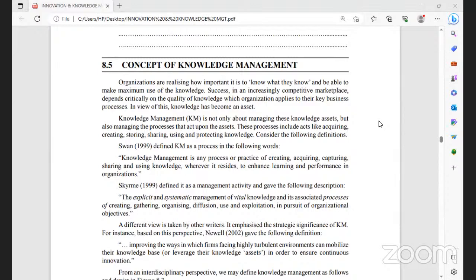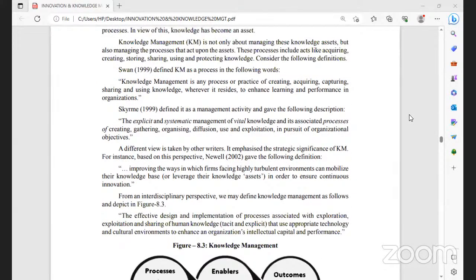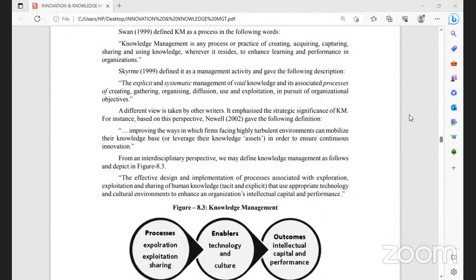Different aspects and different phases of knowledge. Relating to that, it is the explicit and systematic management of vital knowledge and its associated processes of creating, gathering, organizing, diffusion, and use or exploitation in pursuit of organizational objectives. A different view is taken by other writers. It emphasizes the strategic significance of knowledge management. For instance, based on this perspective, it is about improving the ways in which firms facing highly turbulent environments can mobilize their knowledge base in order to ensure continuous innovation.